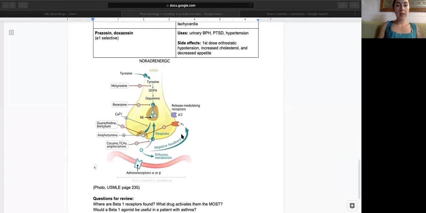So amphetamines are indirect adrenergic drugs. This is because amphetamines, you're going to see them twice here in this image, increase the norepinephrine that is released from the presynaptic neuron, and they're also inhibiting the reuptake of that norepinephrine. So not only is more coming out, it's also not being taken back up.